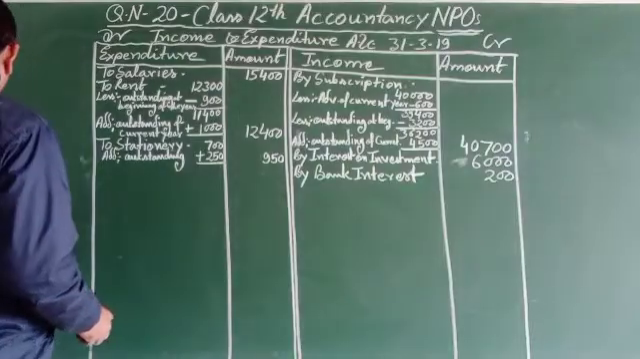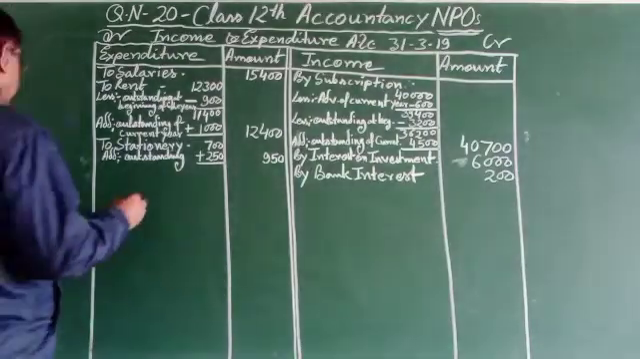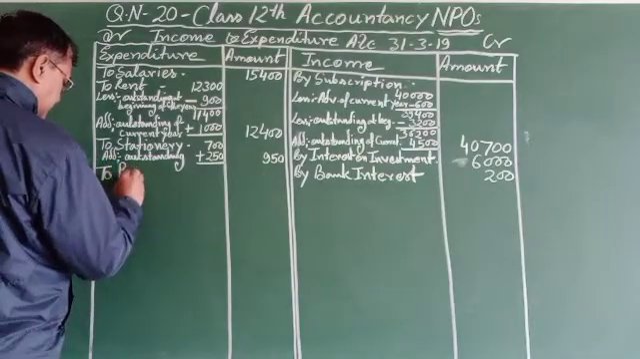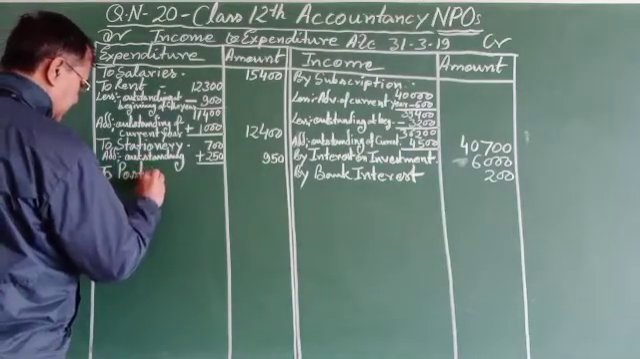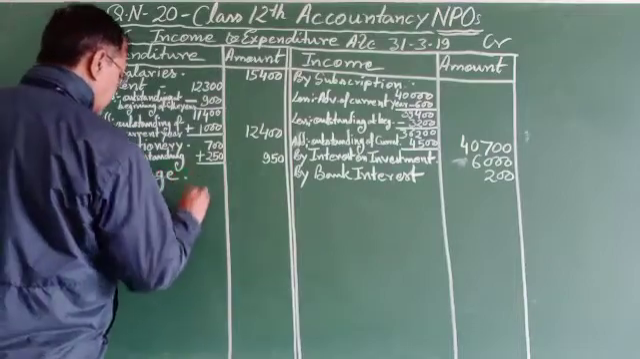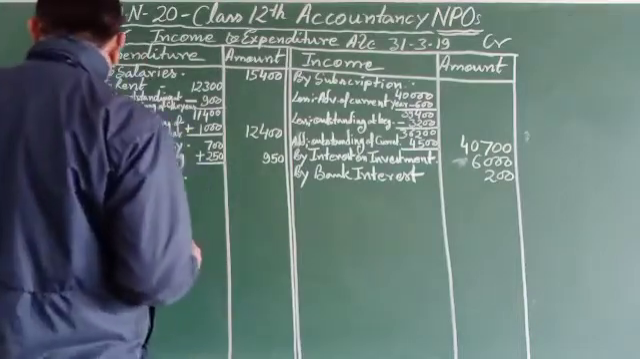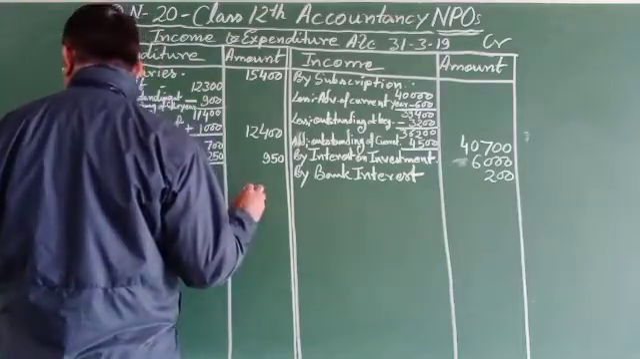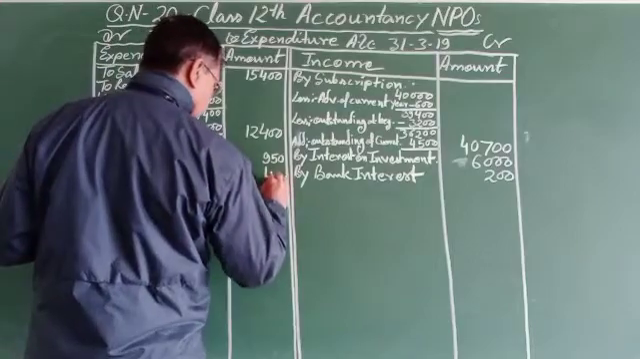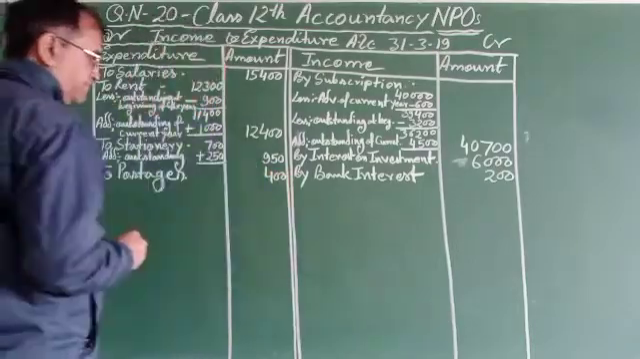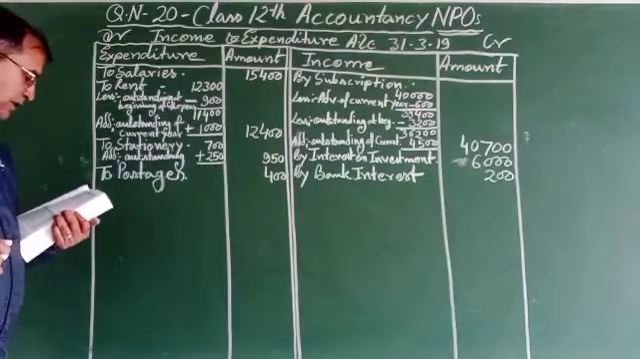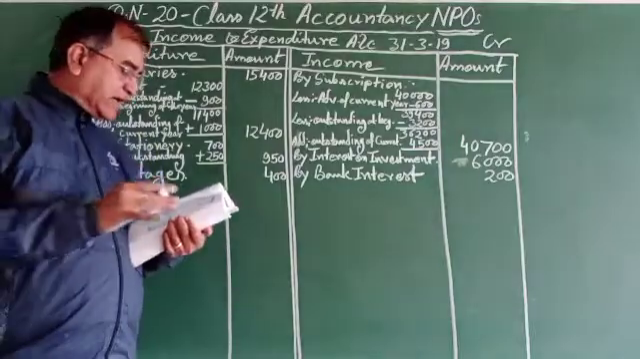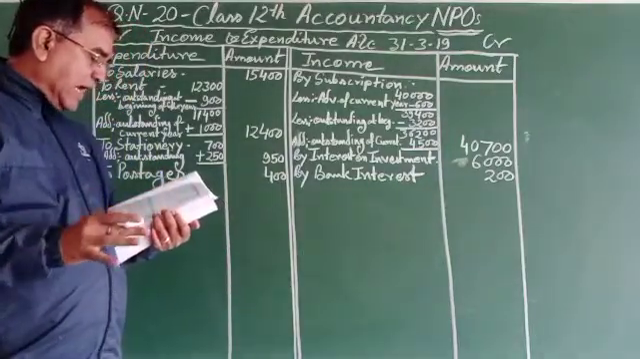Then after, postage. Postage is the amount given, 400. Then after the items given by still government bond balance.